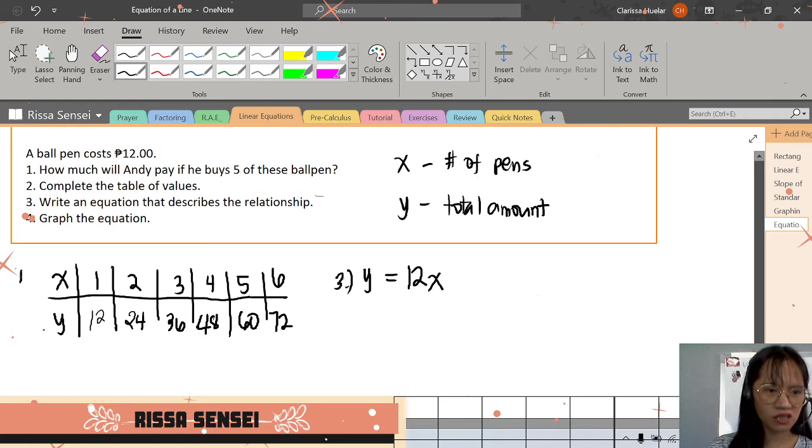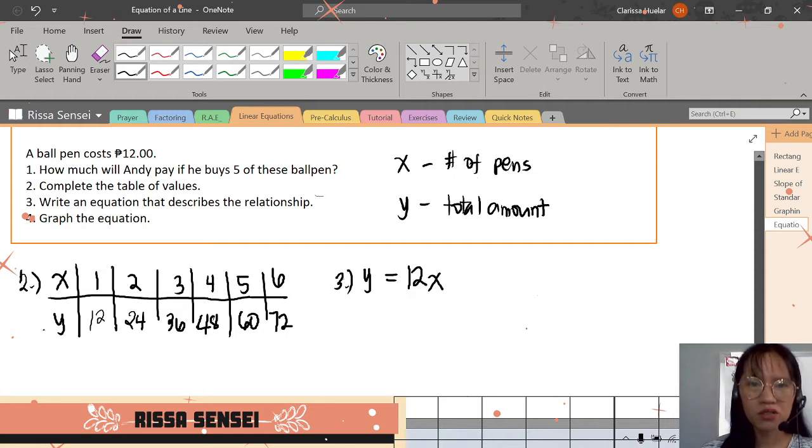And here's the answer in number 2. Eh, ano yung answer in number 1? Just look at the table. Tingnan lang natin yung table. Hanapin nyo yung 5 sa x, kasi 5 is the number of pens. Tapos, ano yung nasa ibaba? 60. So, ibig sabihin, ang 5 ballpen cost 60 pesos. So, that answers question number 1. Okay? And how do we graph the equation?